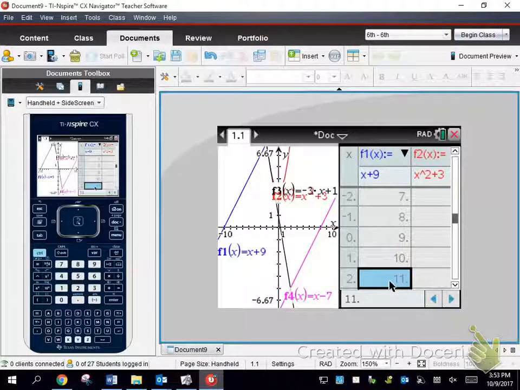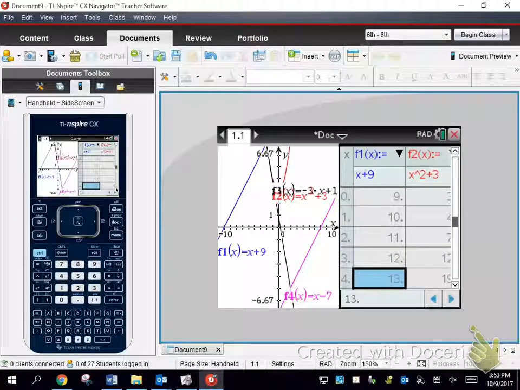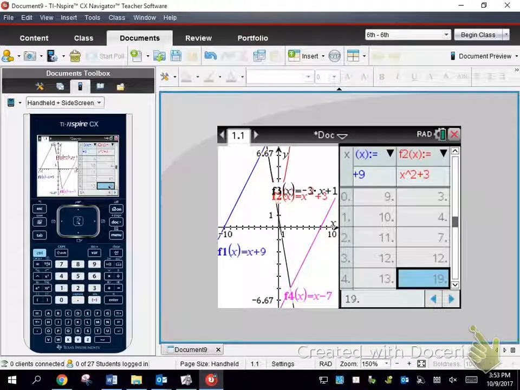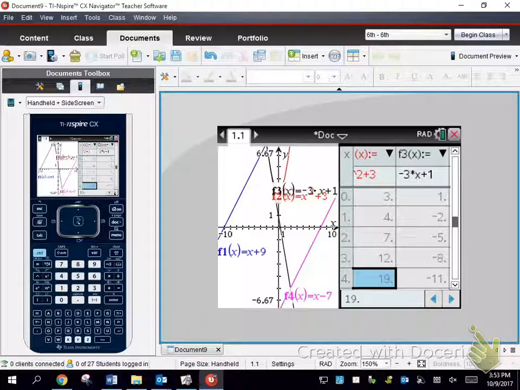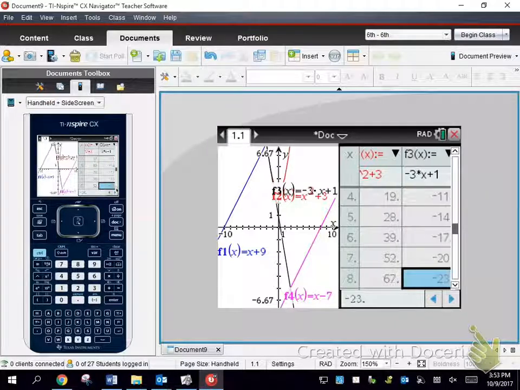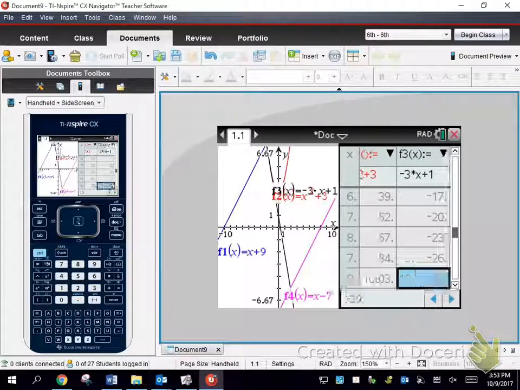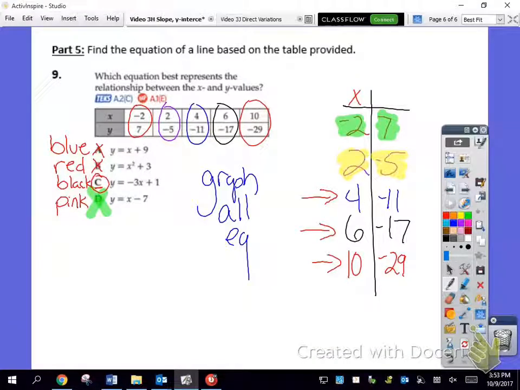Okay? So I'm going to scroll down. You go scroll on down. 4. Now make sure I'm on the black one. So make sure you scroll over to the black column. Here it is. When x is 4, y is negative 11. That's good. When x is 6, y is negative 17. That's good. When x is 10, y is negative 29. Yes. So my answer was definitely C.